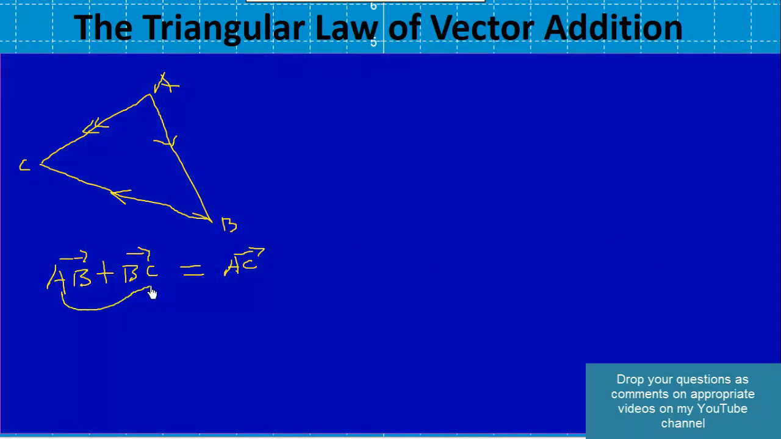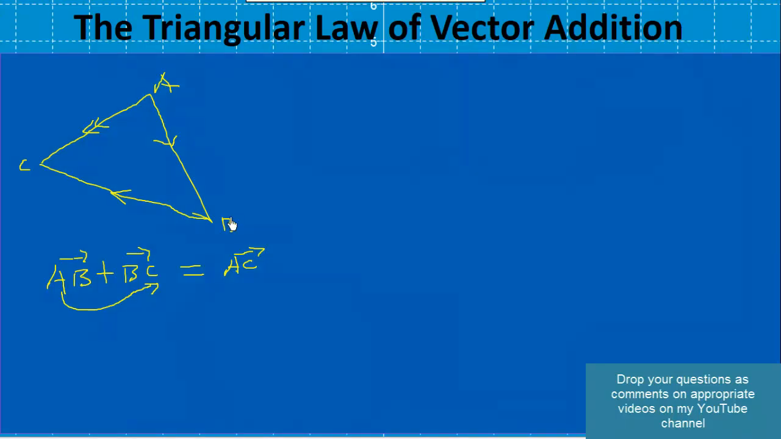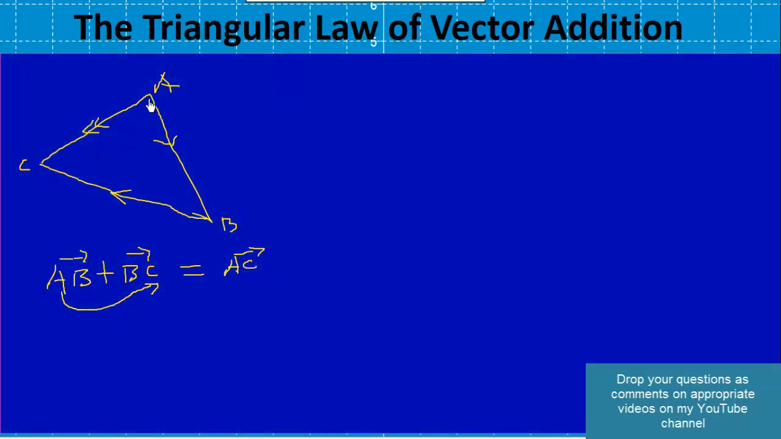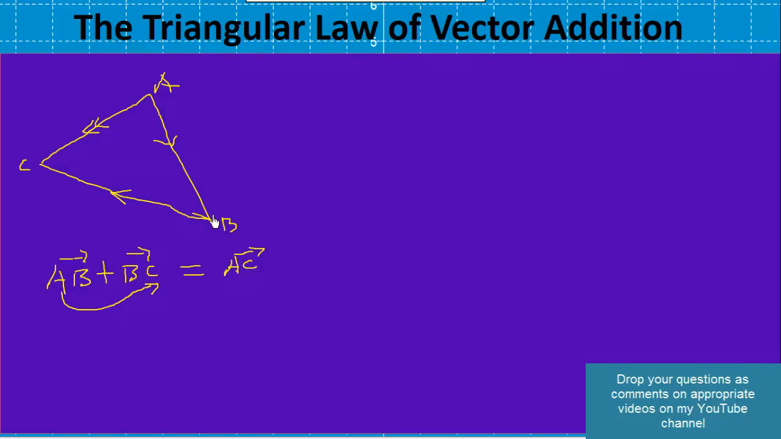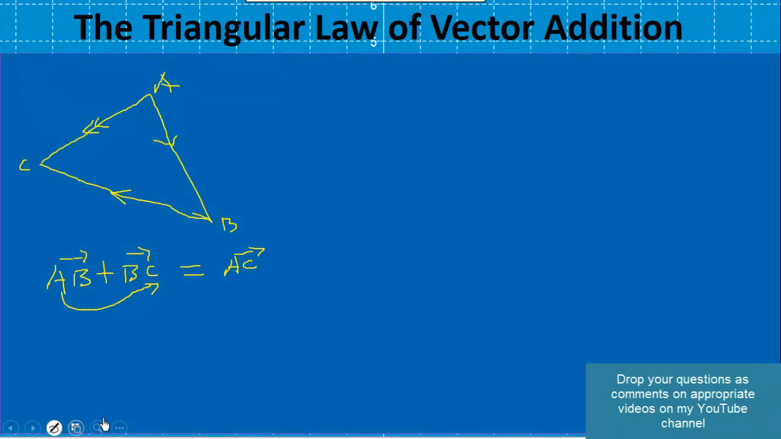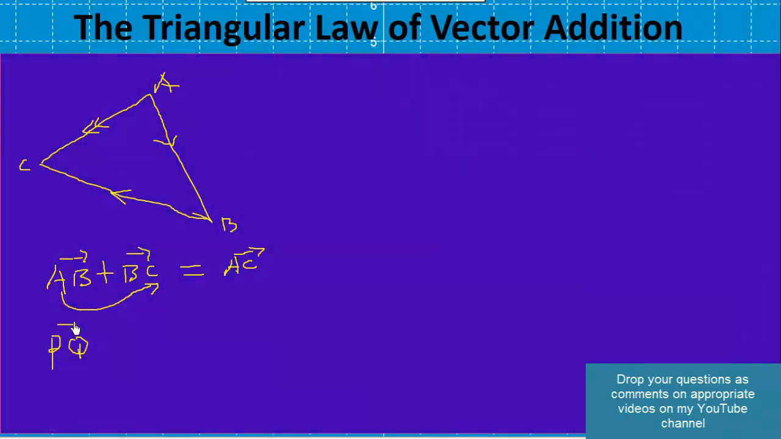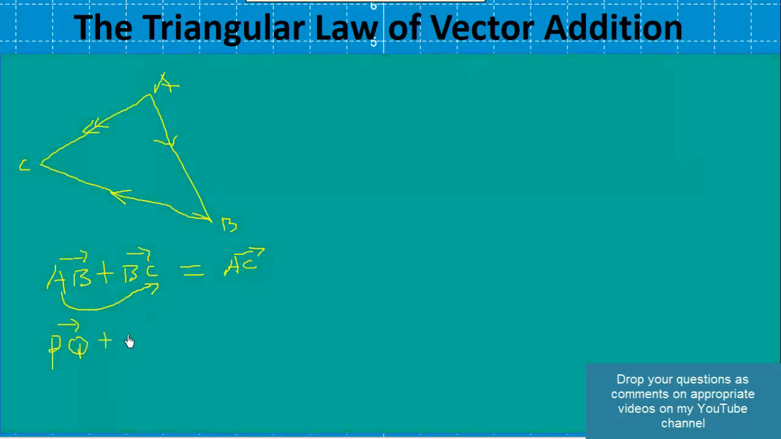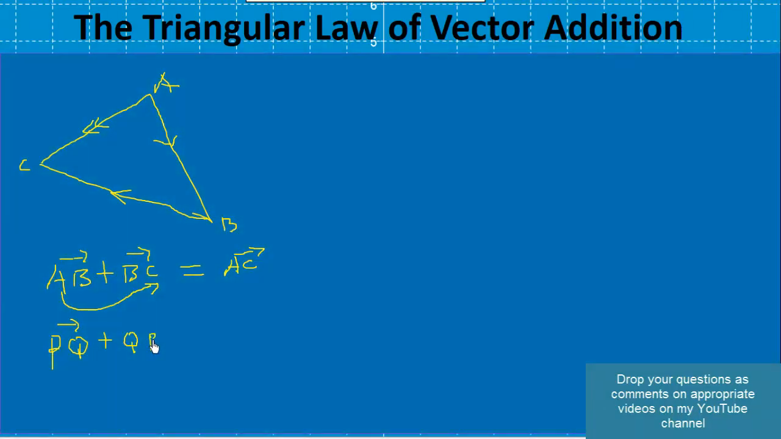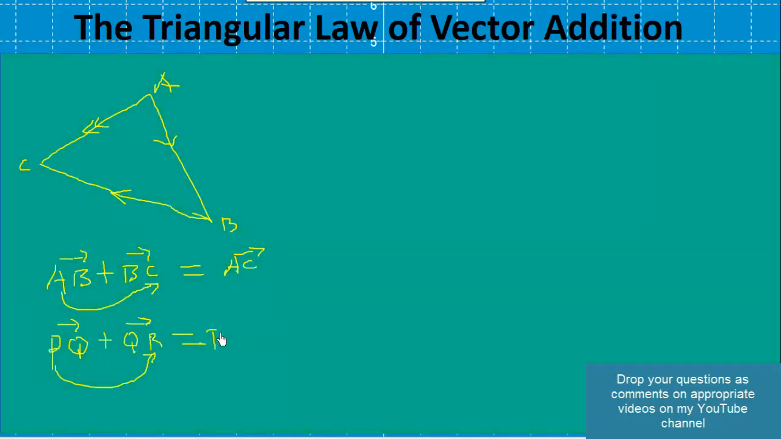So notice how a vector is formed, or the relationship is established. The resultant vector has the initial point at the beginning of the first vector and the terminal point at the end of the second vector. So if you have PQ plus QR, then this will simplify to give us vector PR.